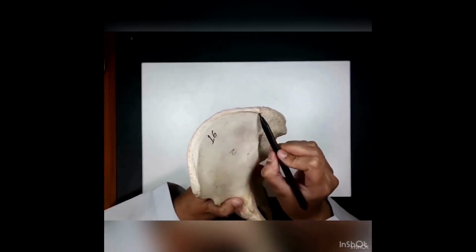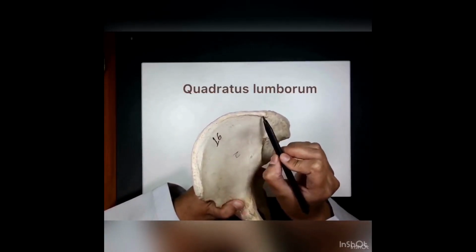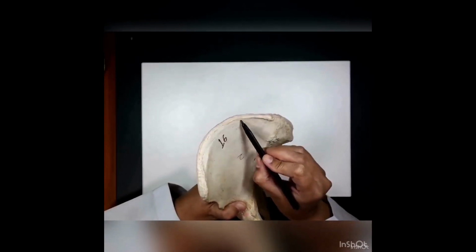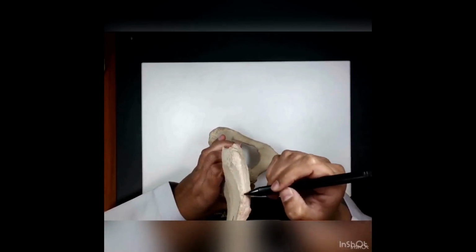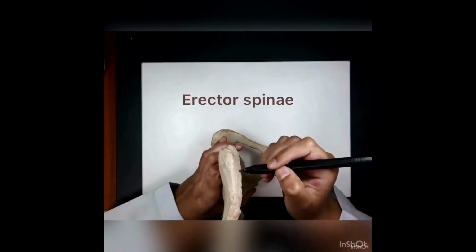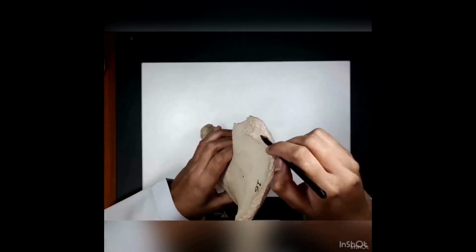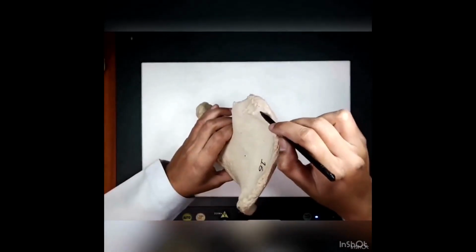In the posterior 1/3 part of this ventral segment, there is attachment of the muscle quadratus lumborum, and around this quadratus lumborum there is a fascia, the thoracolumbar fascia. On the dorsal segment, on the medial slope, there is attachment of erector spinae muscle, and on the lateral slope there is attachment of gluteus maximus muscle.